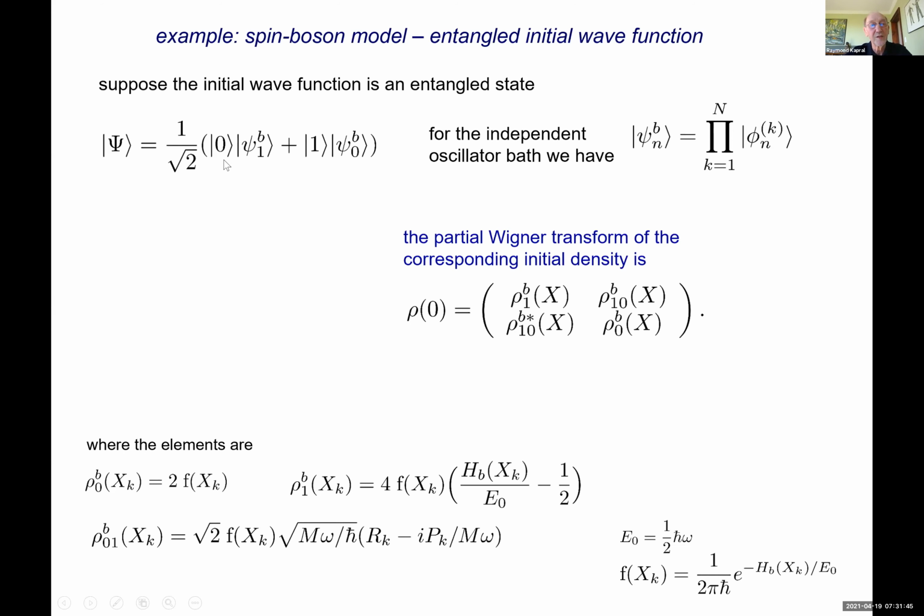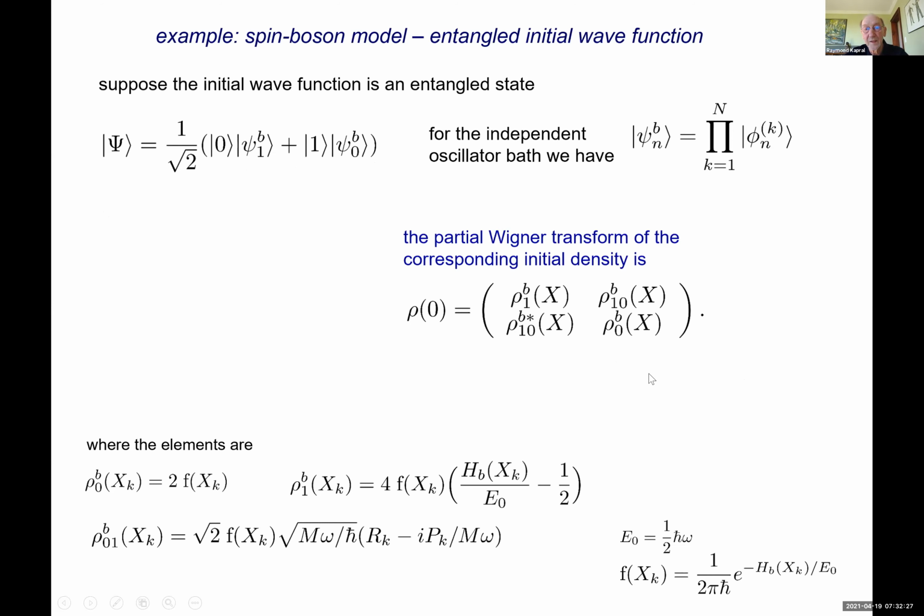Okay, so I'm considering an initial state. Remember, I have a bath of independent harmonic oscillators, these refer to the different n oscillators, and their quantum states are n. And so this is a trivial initial state. You could consider more complex ones. So I take all of the independent oscillators in the first excited state or in the ground state, and I construct an entangled state with the quantum subsystem. And the partial Wigner transform of the density matrix associated with this entangled state is given here.